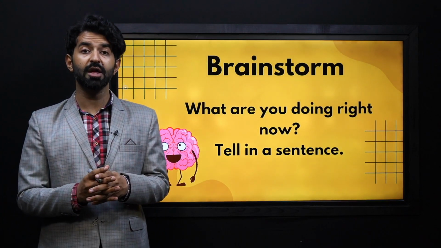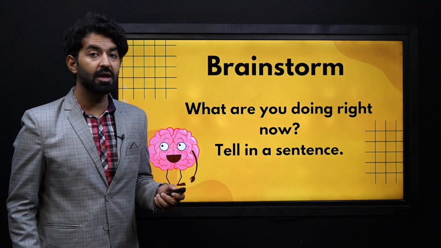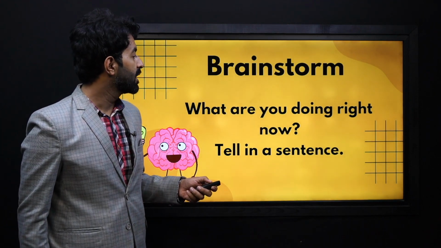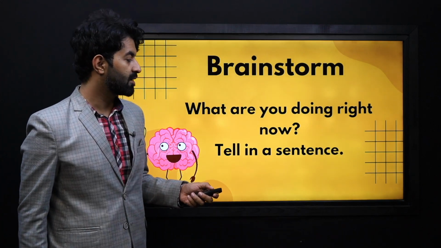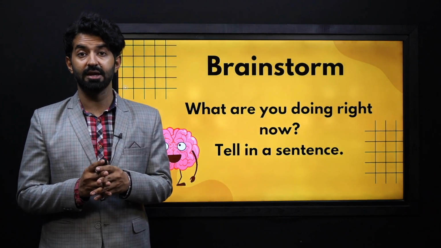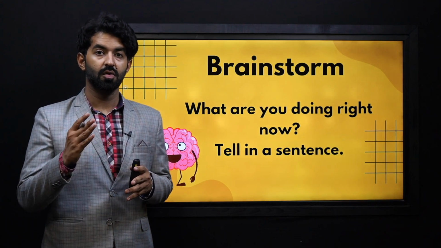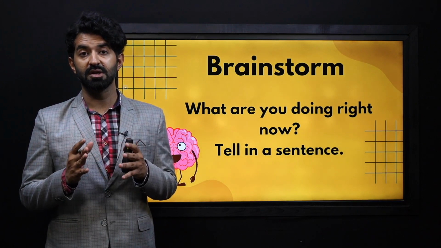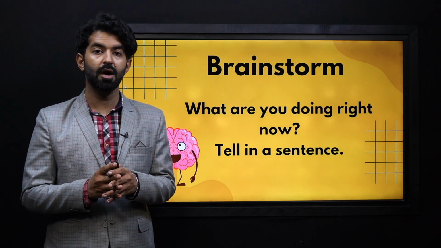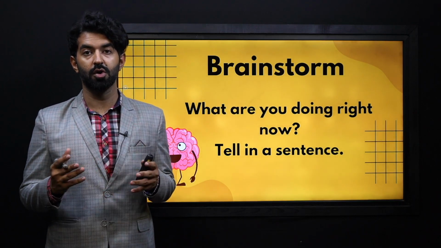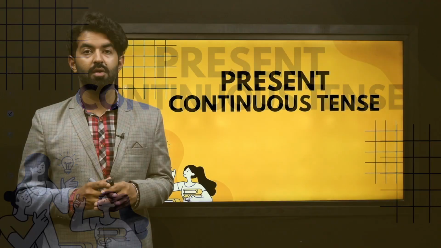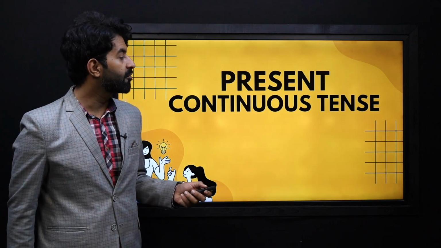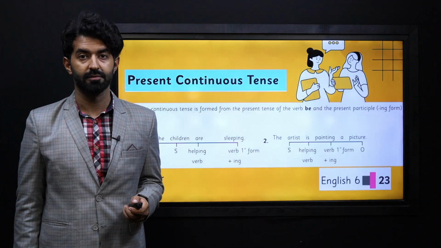Now, for today's brainstorming session, we have a very interesting prompt for you. It's about: what are you doing right now? Tell it in a sentence. So, the thing that you're doing right now, you can describe it. Pause the video, think about it, write it down, or talk to your fellow about it. Now, after this quick brainstorming session, let's move on to the main topic of present continuous tense.